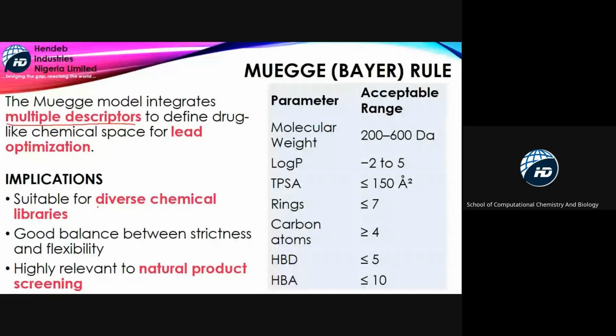So the model is very useful when you have a natural product that has diverse bioactive compounds. It's a good balance between strictness and flexibility, highly relevant to natural product screening. So we shall also deploy the Muegge rule in our natural product screening. So these five are the basic drug-like models that you can subject your natural product to and screen them.